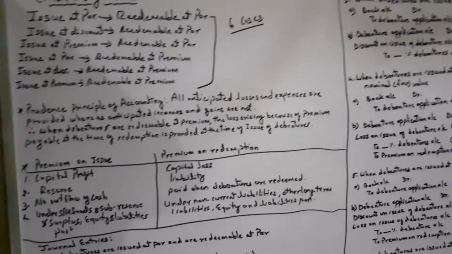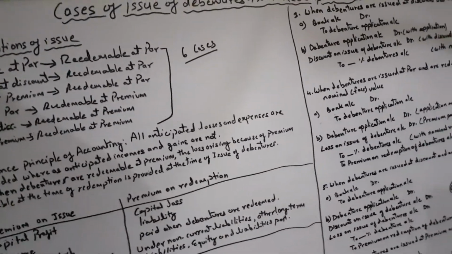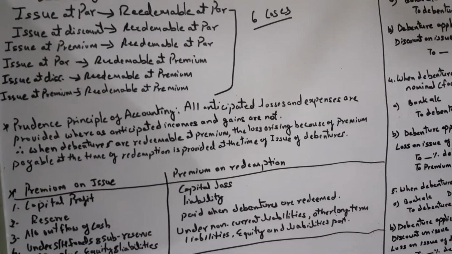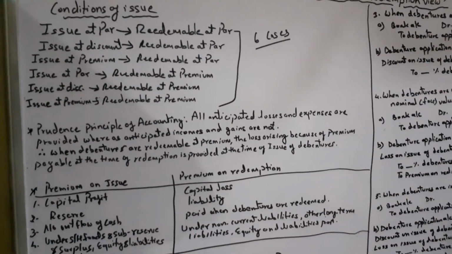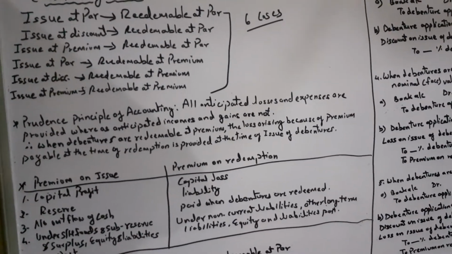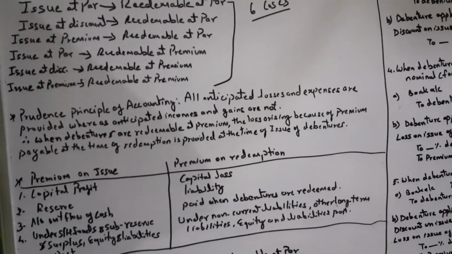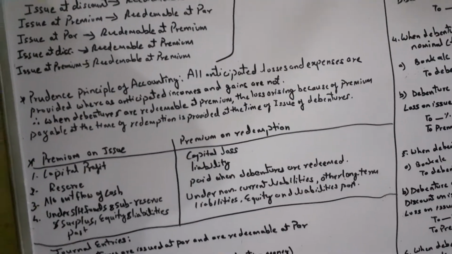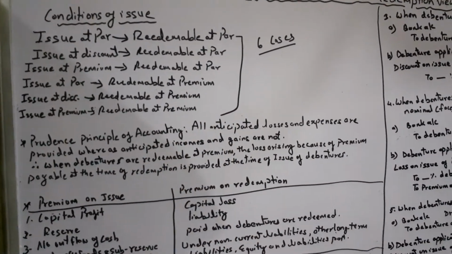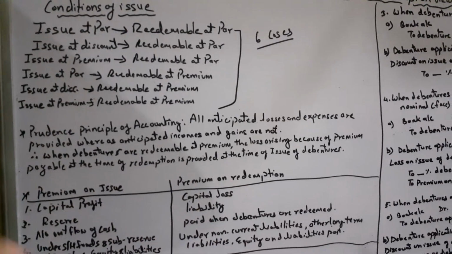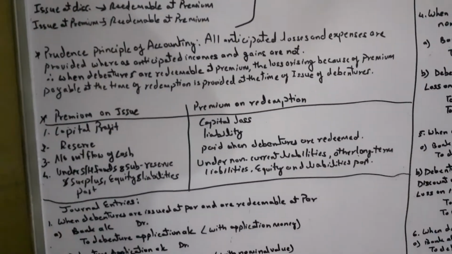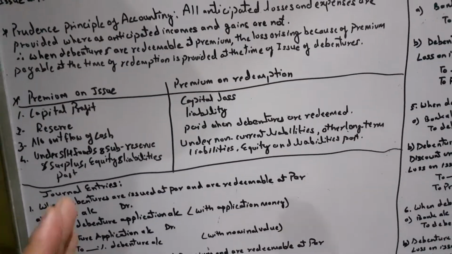The prudence principle basically says that, from the accounting point of view, all provisions for upcoming losses should be made, whereas for anticipated incomes and gains, no provision has to be formed. But for losses, certainly provisions should be made. So the case of redeemable at premium is a sort of loss, right? For that loss we have to make a provision right from the beginning, from the time of issuing the debentures. Now there is one question: what is the difference between premium on issue and premium on redemption?